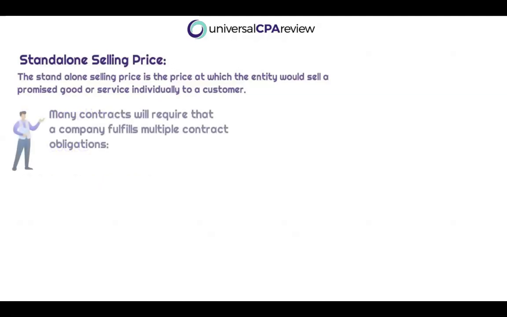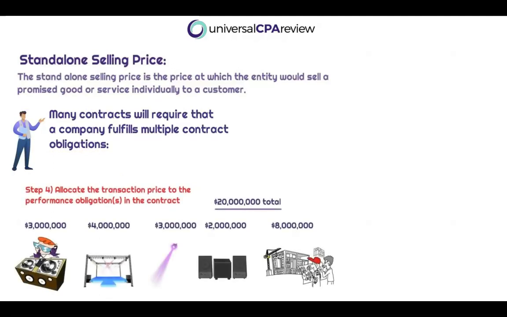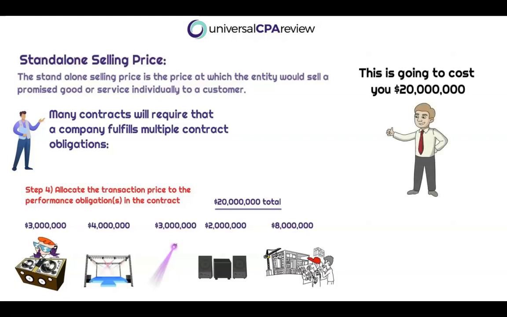Okay, so many contracts will require companies to fulfill multiple performance obligations. Okay, so within this step 4 of the 5-step revenue recognition process, this will require that entities allocate the transaction price to each performance obligation in proportion to its standalone selling price. Okay, so the standalone selling price is ultimately going to be the price that the company would sell this good or service to a customer. Okay, so think of this as the individual selling price.